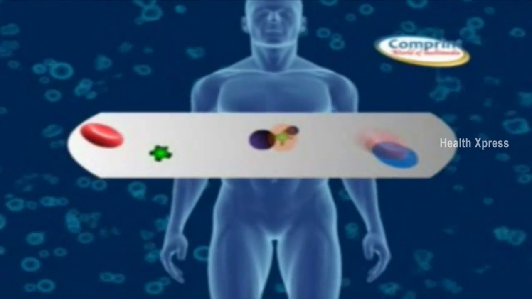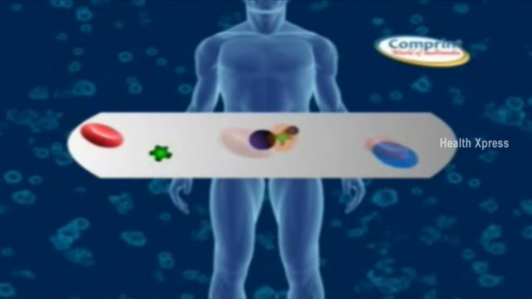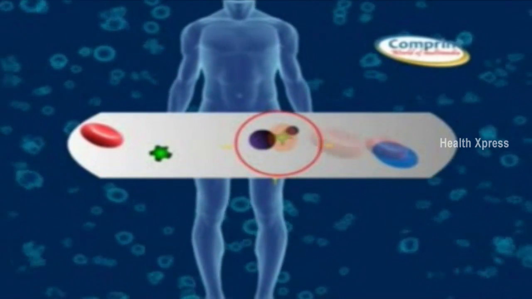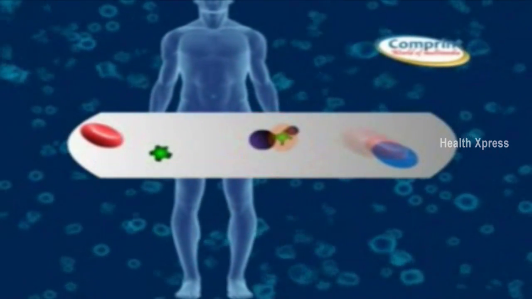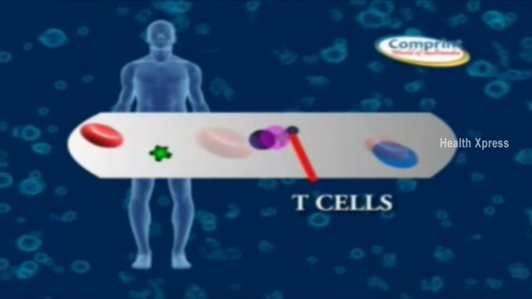Although the antibodies recognize the antigen, they cannot destroy it. For that purpose, they take the help of T cells. T cells also send signals that activate other cells like phagocytes to do their job.